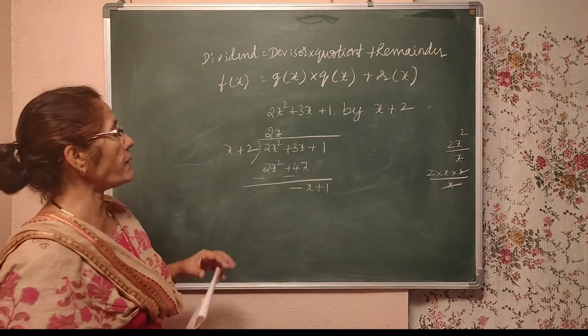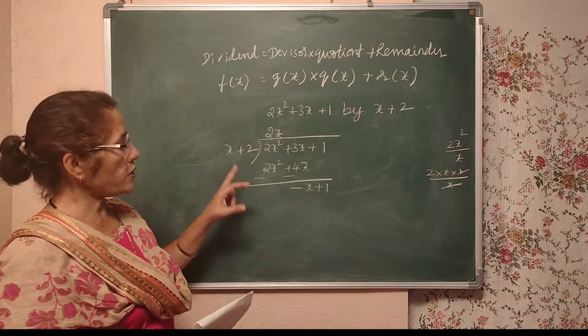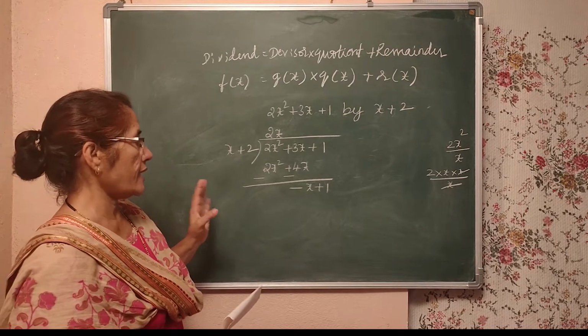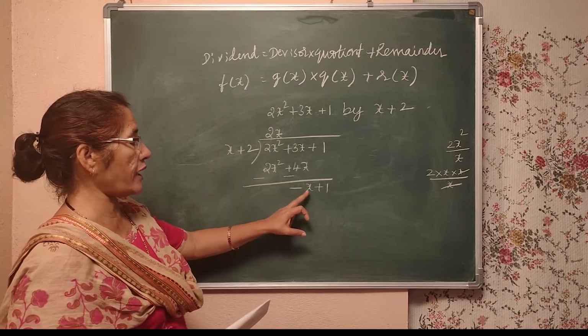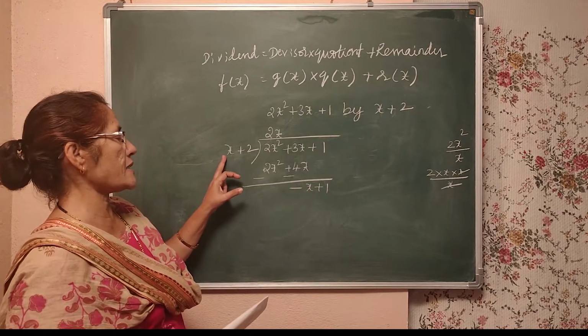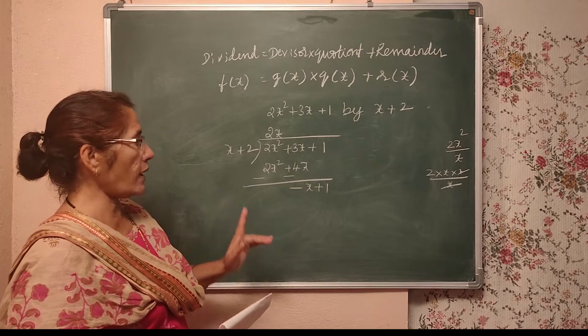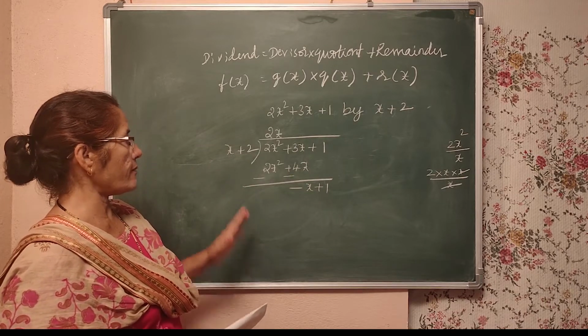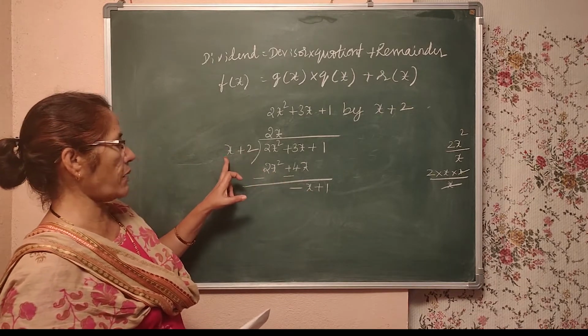Now you have to see the power. Here the power is 1, and here also the power is 1. So then you can divide. If the power here is less and the power there is more, then you cannot divide. Now x and x have equal power. You can divide again. So what do you have to do? First term of this and first term of this.